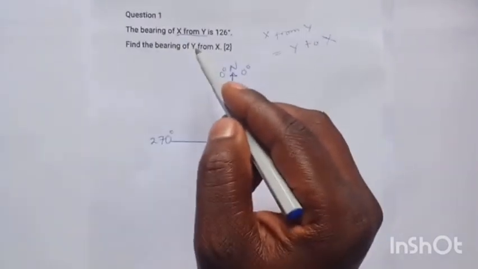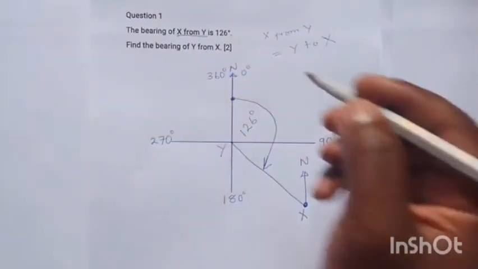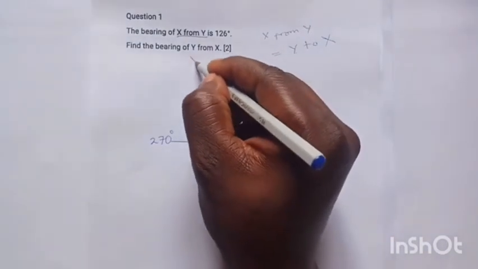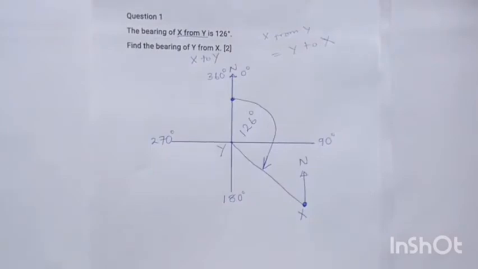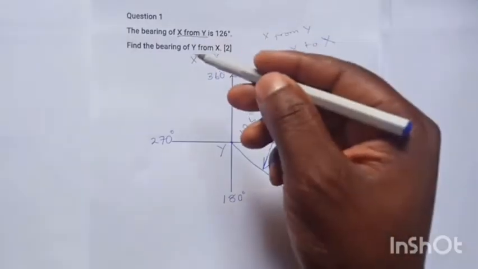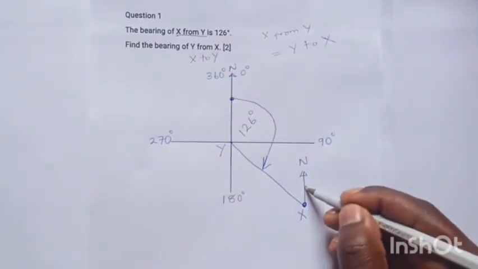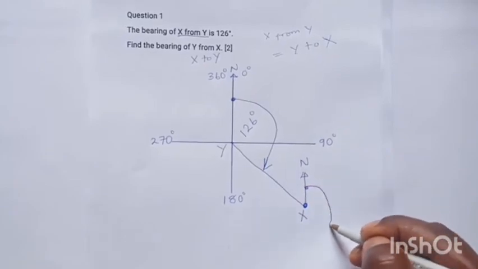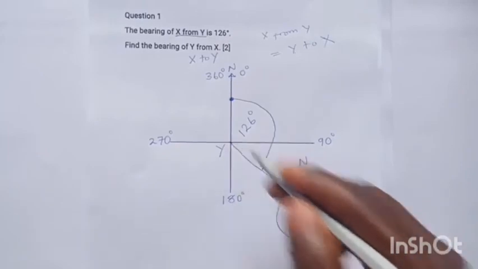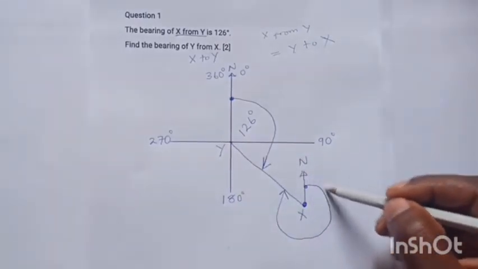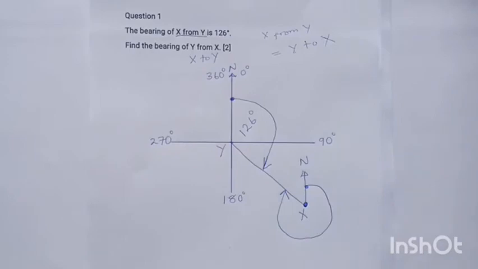Find the bearing of y from x. Y from x is as good as x to y. So remember, I told you that you need to measure the angle before you calculate the angle. So x to y, it means we have to measure the angle from the north pole of x, moving in a clockwise direction to touch the line connecting x and y. So this reflex angle is the required bearing.